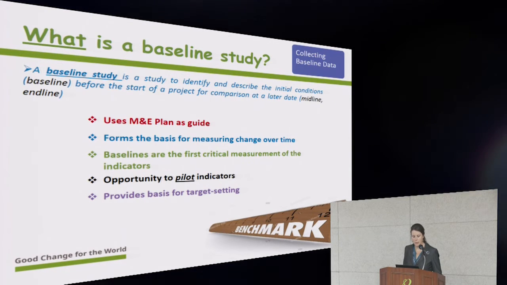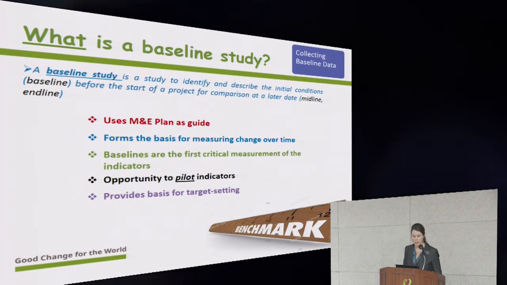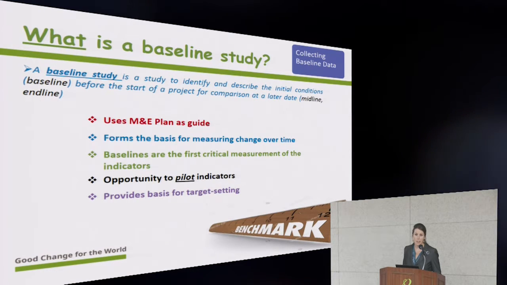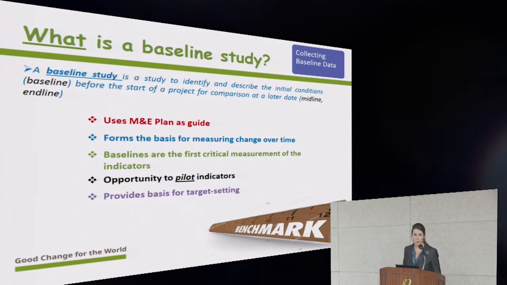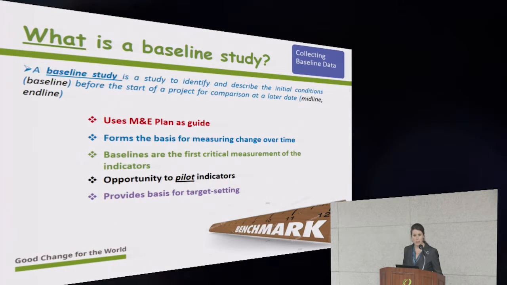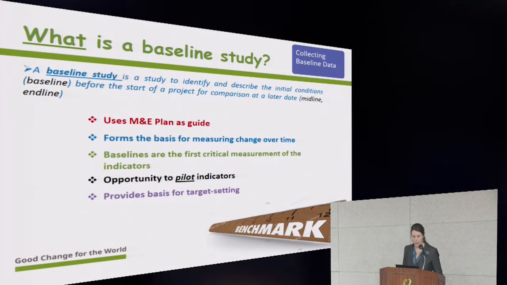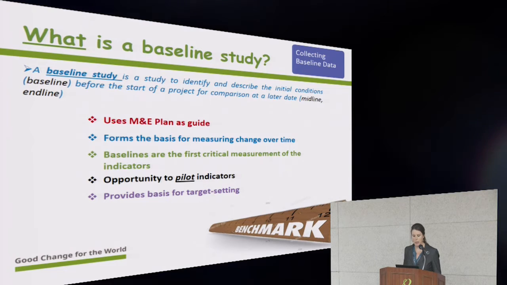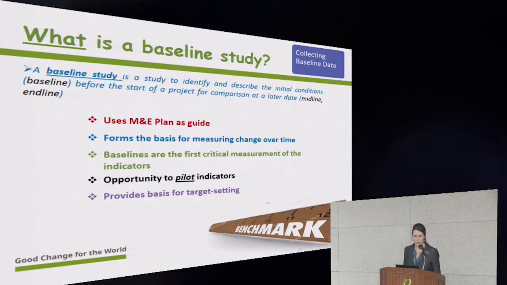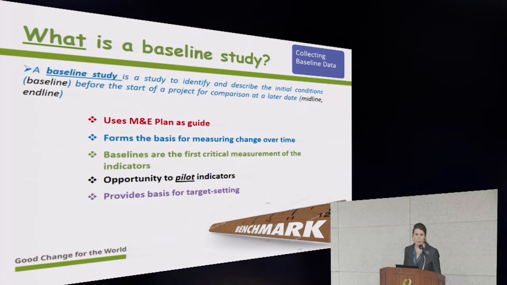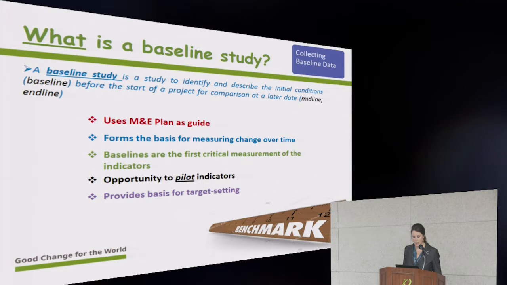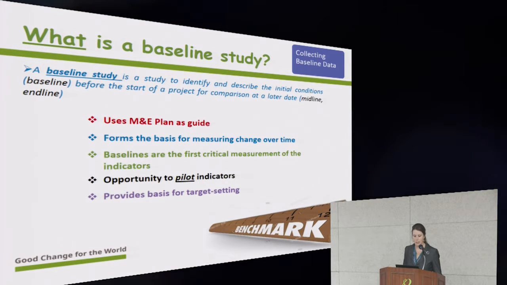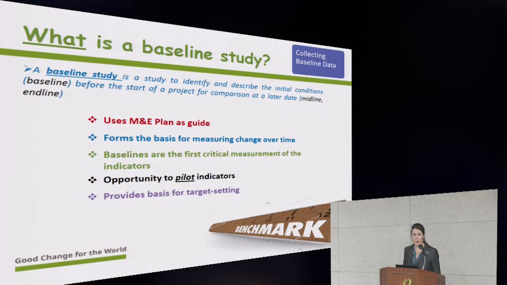So baselines are the first critical measurement of the indicator. And at this point, you also might identify that the indicator is not feasible to collect on, so you'll have to revise at this point as well. The baseline study provides an opportunity to pilot those indicators, so that's where you'll determine if they're feasible or not. Baseline study also provides the basis for target setting. So we can't set our targets for our indicators until we know where we are now.